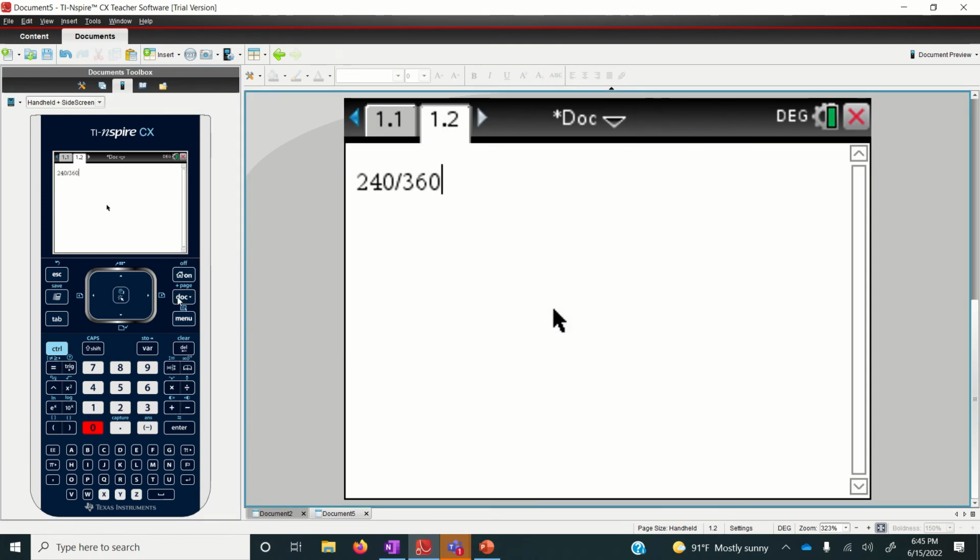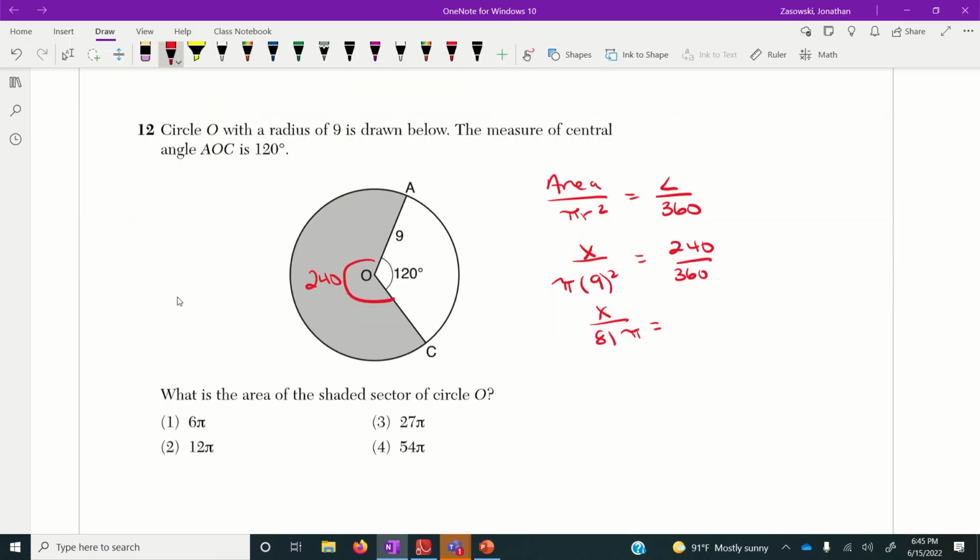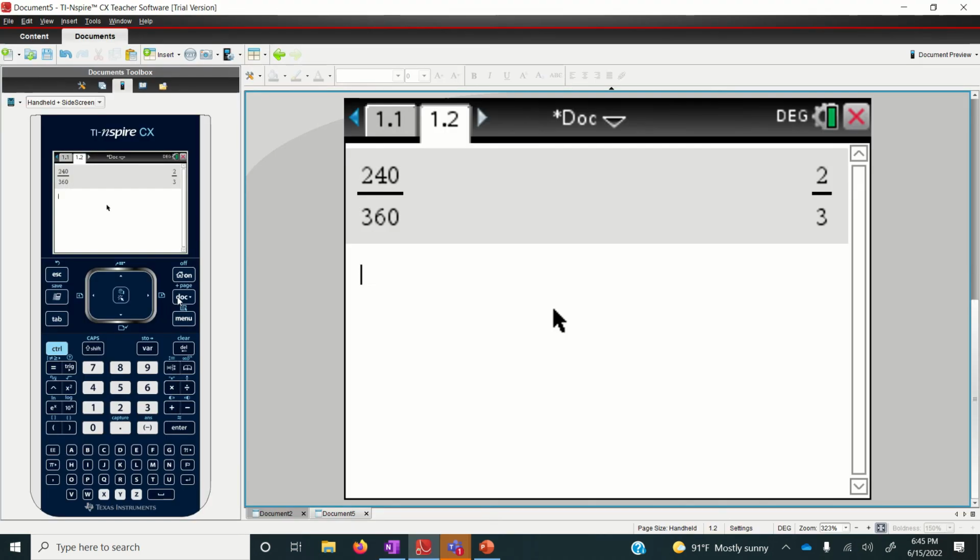It'll spit out 2/3 for us. And then we're just going to cross multiply to solve. So we're going to get 3x. 81 times 2 is going to be 162 pi. And then we're going to divide by 3 to get our answer. Since these all have pi's in them, I'm just going to divide the numbers, okay? 162 by 3, and then it's going to be 54 pi.